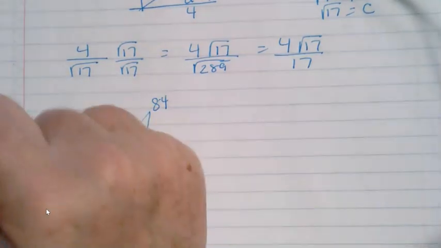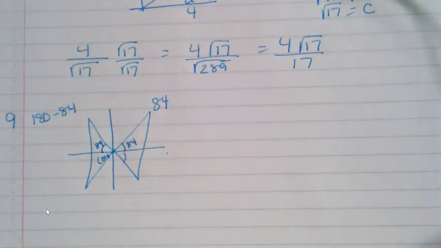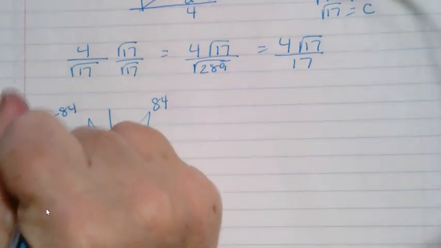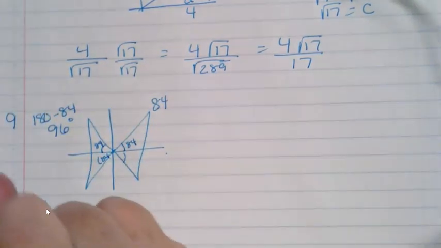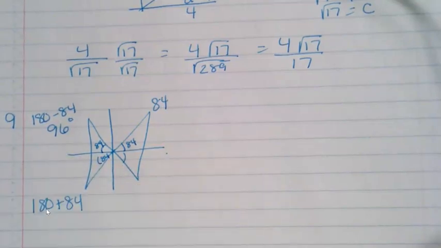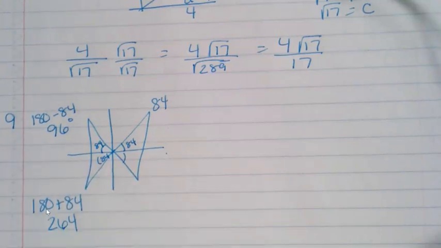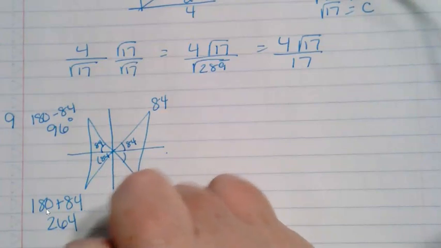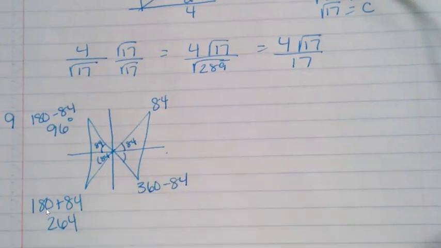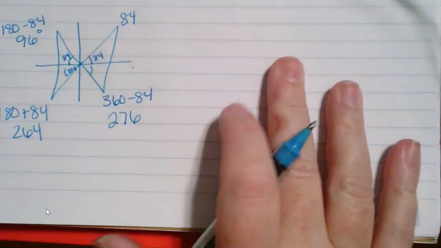Okay, so this will be 180 minus 84, which is 96 degrees. Here will be 180 plus 84, which is going to be 264, and then 360 minus 84 is 276. Okay, let's do the other one, 35.